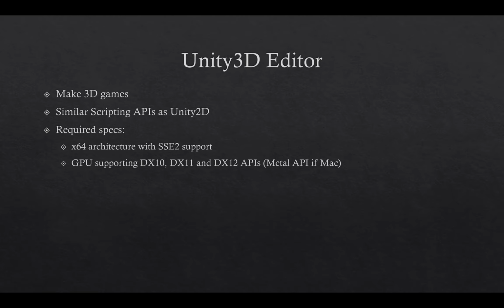Okay, essentially it's practically the same as how the 2D editor is. By convention, you make 3D games with it, and it uses very similar scripting APIs as Unity 2D. The only difference is that for most of the physics related stuff, you remove the 2D suffix and it becomes the 3D APIs. So Rigidbody 2D is Rigidbody, Box Collider 2D is Box Collider, etc. So practically the 2D version is just a squashed 3D game engine.